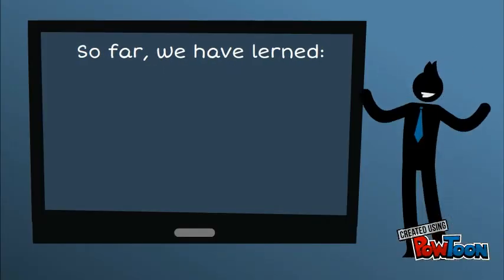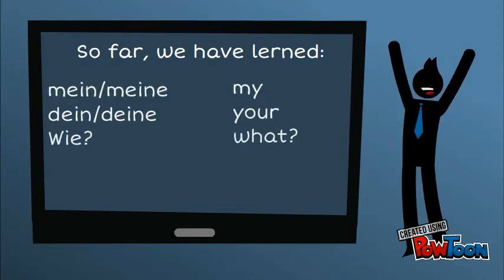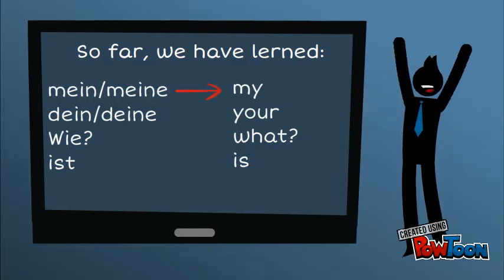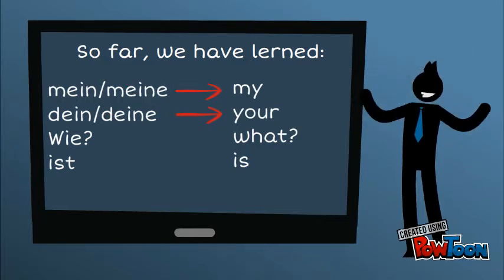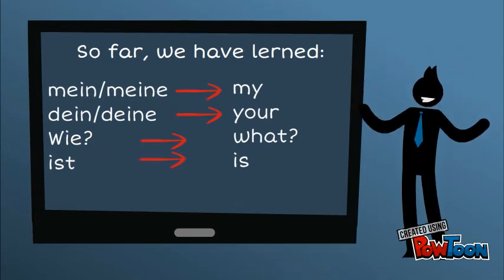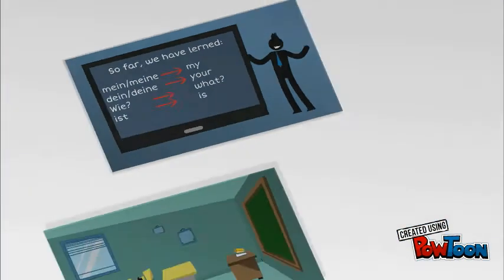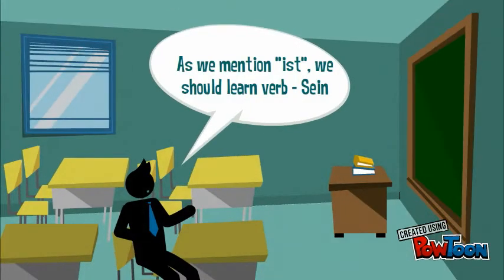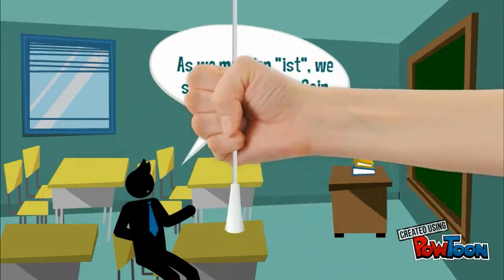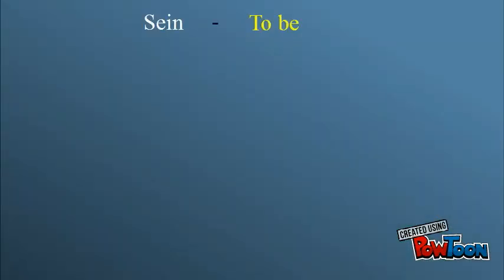If you followed today's lecture, you could have concluded that mein or meine, translated to English language, means my, dein or deine, your, wie means what, and ist means is. As we already mentioned ist, we can learn all shapes of verb sein that we must learn by heart because it belongs to irregular type of verbs.